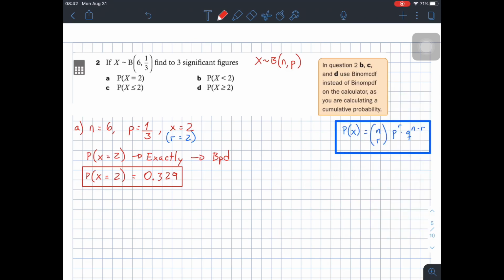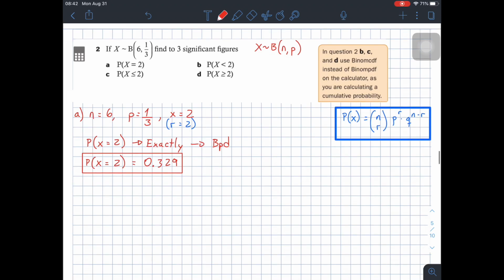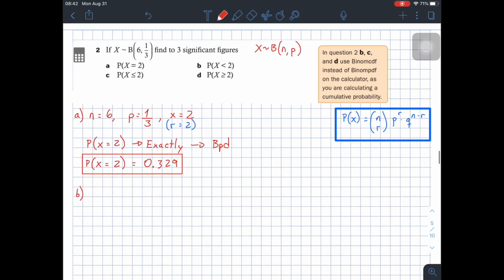Okay, so then we're asked to find for part B, it says find the probability of x being less than 2. Now it's where it gets a little bit more interesting. It's a probability of x being less than 2. X being less than 2 means that we need to calculate the probability of 0 successes plus the probability of 1 success. Those are all the alternatives for x being less than 2, right?